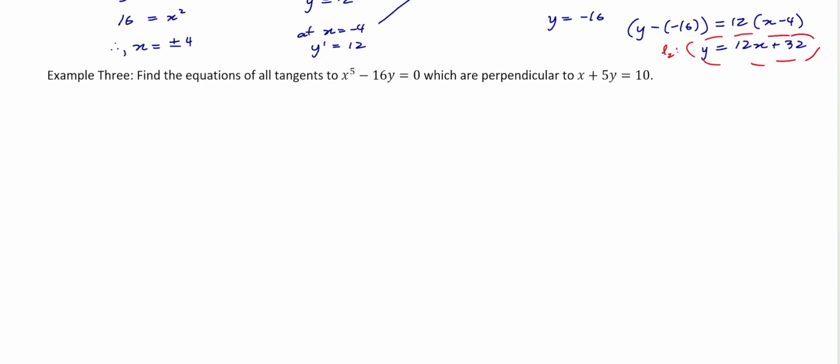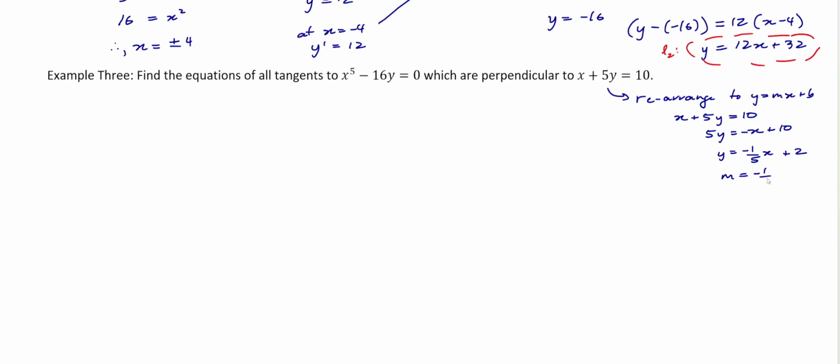So what I might do here is rearrange this into y equals mx plus b, so I can get the slope of this line, because the tangent has to be perpendicular to it. So x plus 5y equals 10, 5y equals negative x plus 10. I divide everything by 5, so y equals negative 1 over 5 x plus 2. Okay, so the slope of this line is negative 1 over 5.